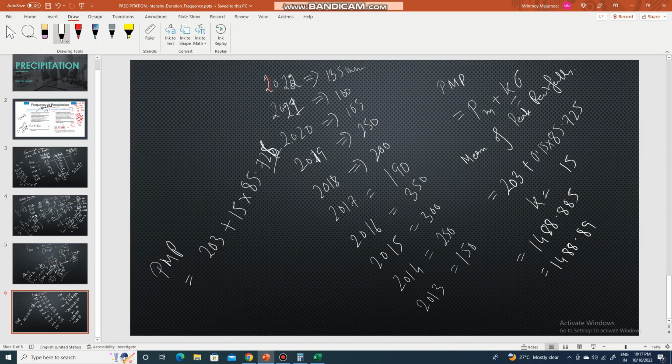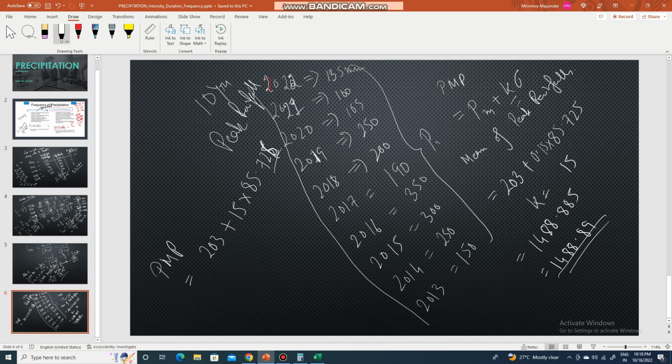Right? So it is very easy to perform this type of step. When you are given the data of the previous years' rainfall, in this case I have given you 10 years of rainfall data, this is 10 years peak rainfall data. Then you have to calculate the mean of this rainfall data, the arithmetic mean, and the standard deviation of that data.